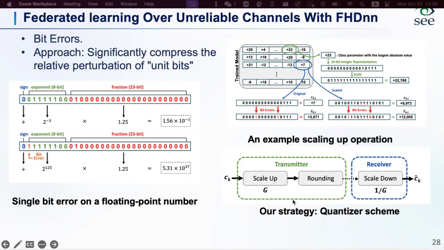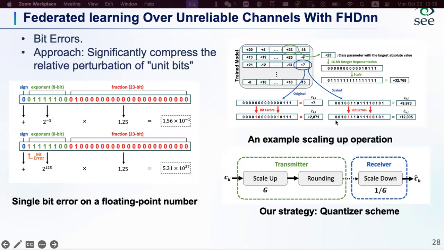Our approach is to amplify and quantize at the same time. As we can see in this picture, if we don't do it and there are some bit errors, the scale, if we don't quantize it, like from 7 to 2000 7.1, will significantly distort the similarity.